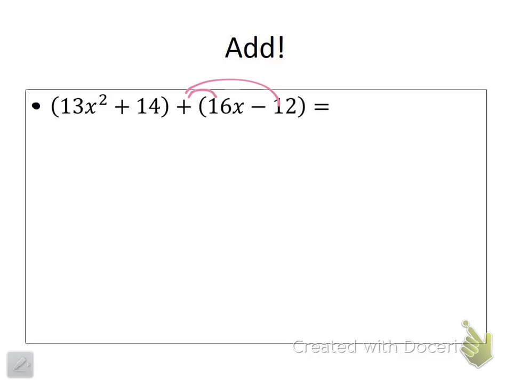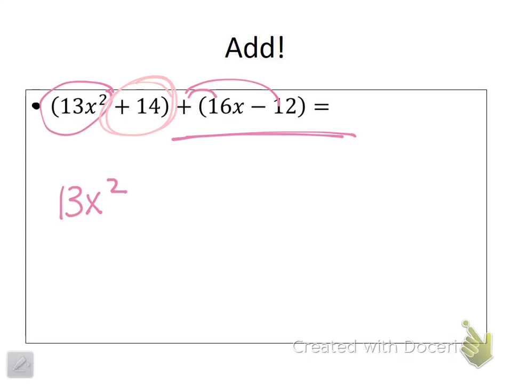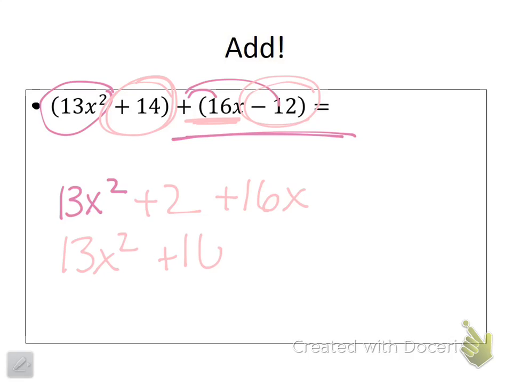Okay, if I distribute this plus sign, it's not going to do anything, so we're just going to combine our like terms. So 13x squared, it doesn't look like there's another 13x squared, so I'm just going to drop it down. Okay, positive 14 and negative 12 gives me a plus 2. And we still have this 16x. See if it's written in standard form, and it's not, so we got to rewrite it. And there's my answer.